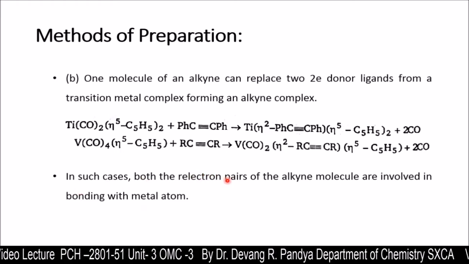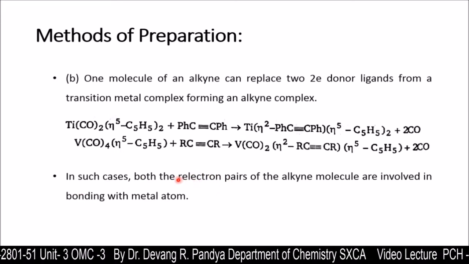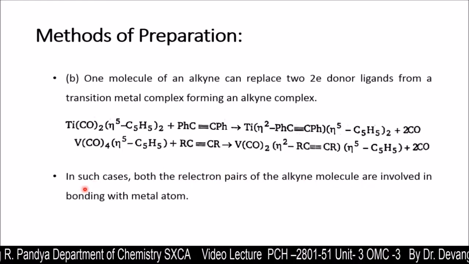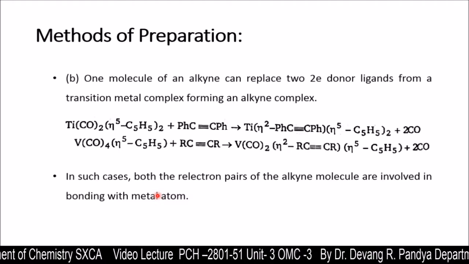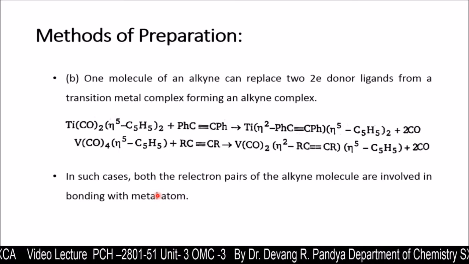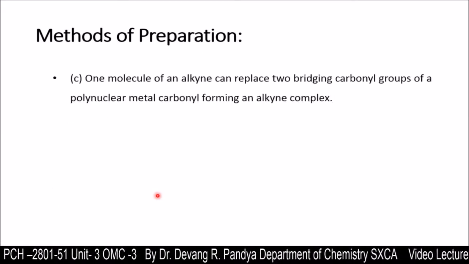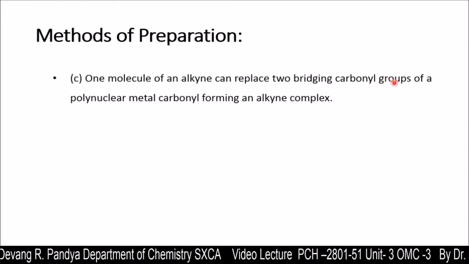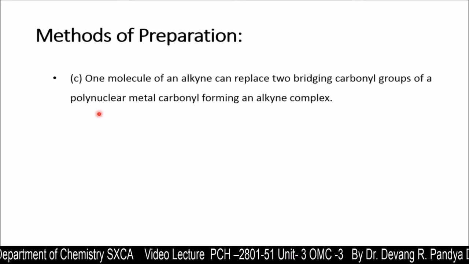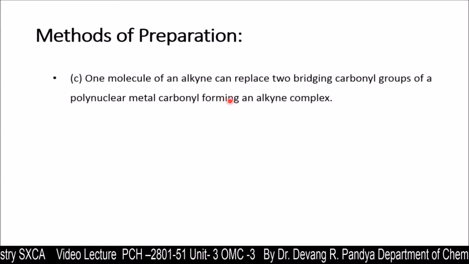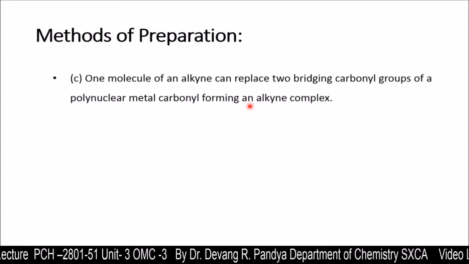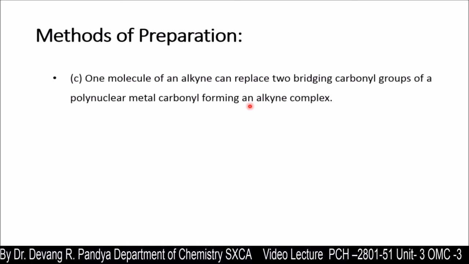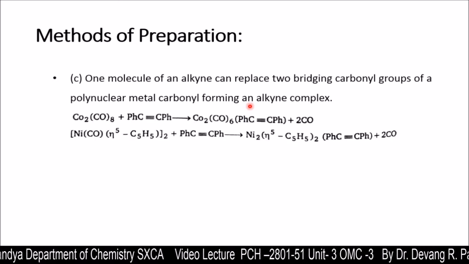In this case, both electron pairs of the alkyne molecule are involved in bonding with the metal atom, and it can act as a 4 electron donor ligand. Now in the third method, one molecule of alkyne can replace two bridging carbonyl groups of a polynuclear metal carbonyl compound, forming an alkyne complex. So this is how in these cases the alkyne ligand differs from alkene when we compare and contrast.